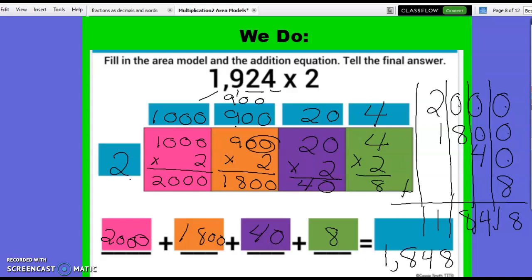Pause the video here and check your work and make sure that you have done everything as your example in your journal so that you have something to refer back to.